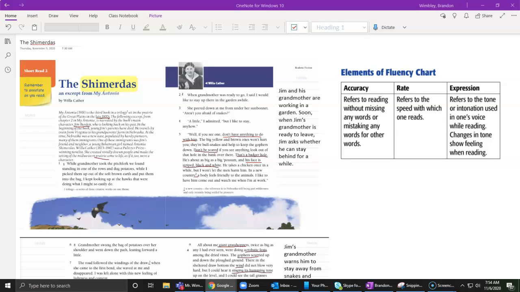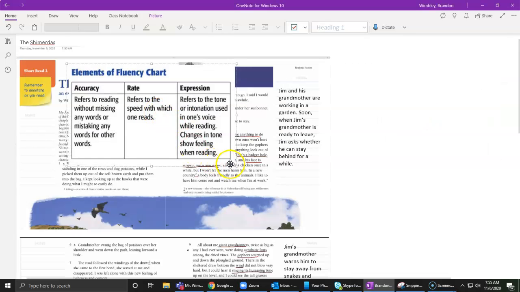Now we're going to be reading about the Shimerdas. That's a word I still have trouble remembering, so I can click on it in my text and it's going to read it for me. Shimerdas. So let's begin. This is a fictional account, a made-up story in which our character Jim Burden goes to Nebraska to visit his grandparents on their farm. We're going to focus on the importance of reading prose, or reading this text out loud with accuracy, appropriate rate, and expression.